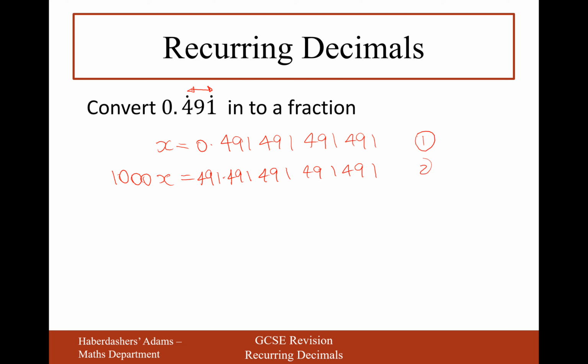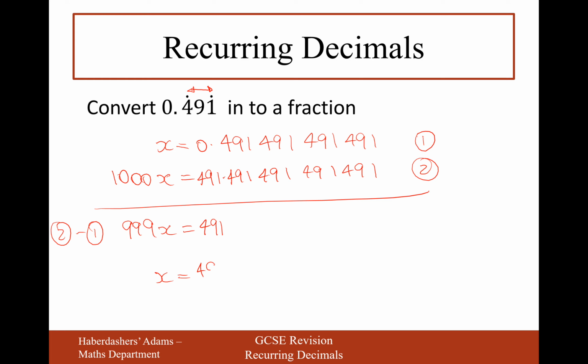This is statement 1, this is statement 2. Statement 2 take away statement 1 will give me 999x equals 491, because I'll be taking away 0, and then divide by that 999, it'll be 491 divided by 999. I'm not sure if that cancels, but there we are, that's the final answer.